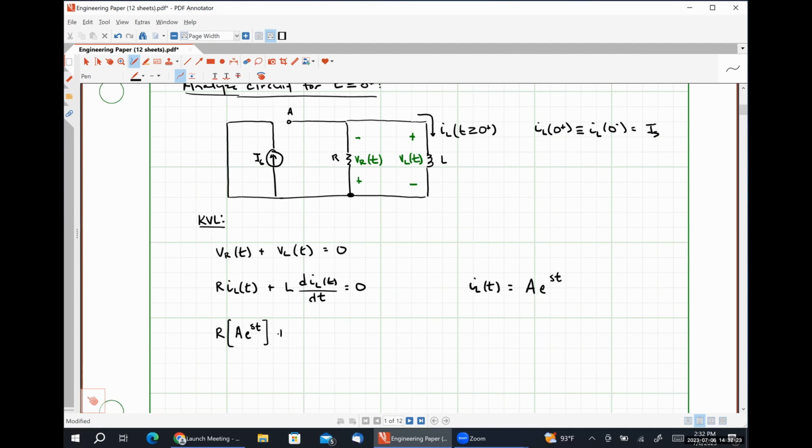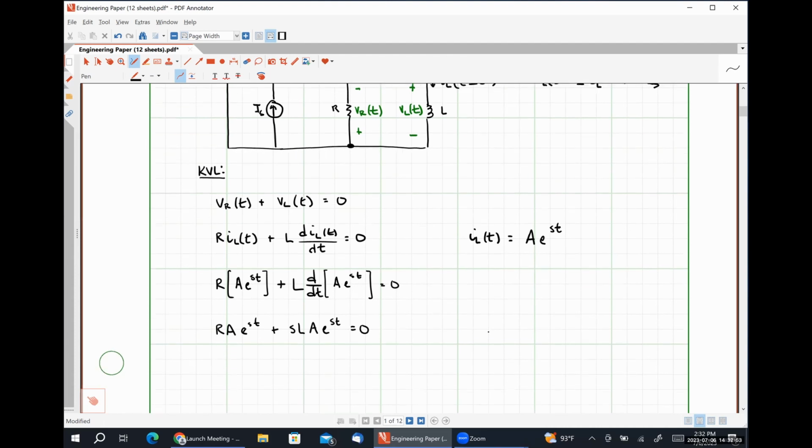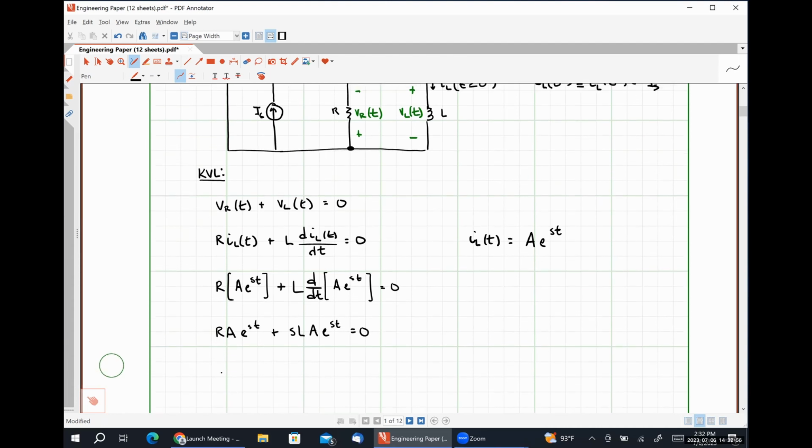plus L times the derivative with respect to time of A e to the st is equal to zero. And now I'm going to do that derivative. So that's going to give me R A e to the st plus s L A e to the st is equal to zero. And now I'm going to do just a touch of algebra here. So I will have A times (R plus sL) times e to the st is equal to zero.